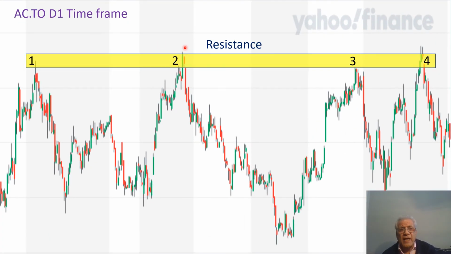This is Yahoo Finance Air Canada stock, D1 time frame. I brought lots of historical data into one screen and took a screenshot, and I have these 4 touches, and that is a very strong resistance. So I'm going to explain where you can enter or exit the market, and where you put your stop loss, after amplifying these 4 touches.